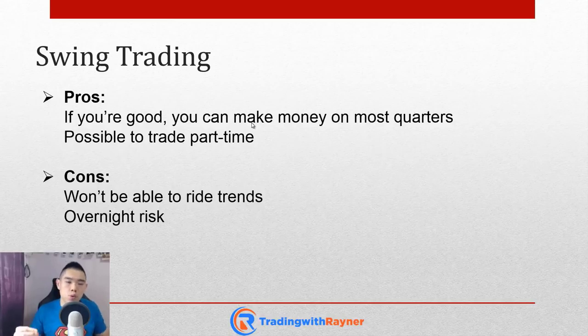Pros and cons. If you are good, you can make money on most quarters. Why most quarters? Because compared to day trading, with swing trading you don't get as many trading opportunities. So you need time for your trades to play out. Again, if you have an edge in the market, you can make money on most quarters.